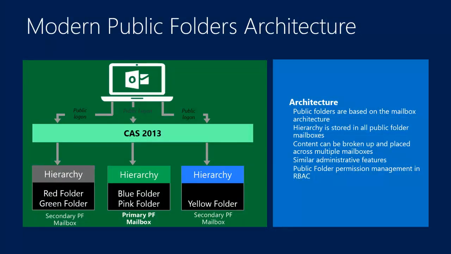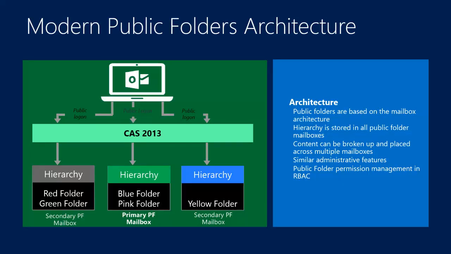OK, so here's the public folder architecture. On top, you see a client, and basically, we have here 3 public folder mailboxes. One of these mailboxes is defined as the primary public folder mailbox, and the primary public folder mailbox includes the only writable public folder hierarchy version. On the left and the right, we have two more public folder mailboxes, and they basically have a copy of the public folder hierarchy. However, this is secondary and read-only.